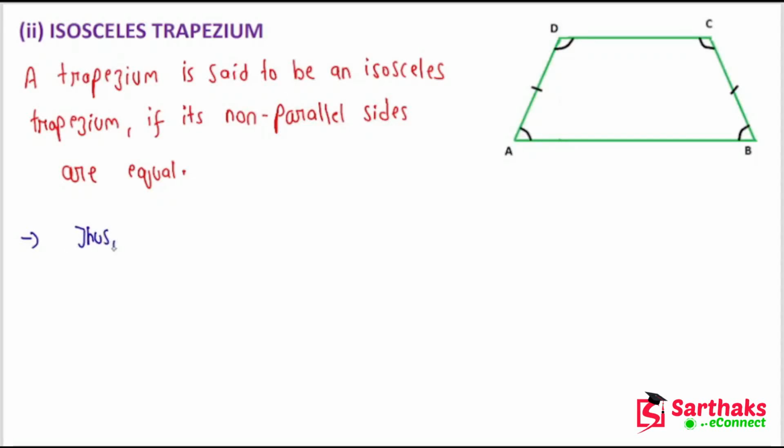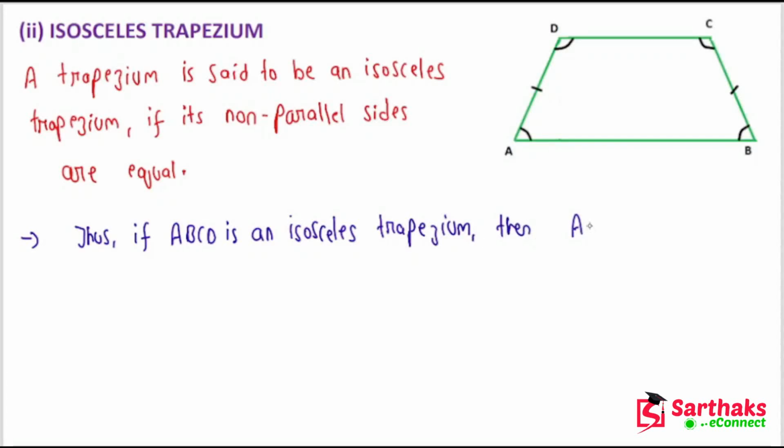Thus we can say if ABCD is an isosceles trapezium, then AB is parallel to CD, which is clear, and since it is isosceles, we have AD equals BC, that is, the non-parallel sides are equal. So that is the only difference between a simple trapezium and an isosceles trapezium.